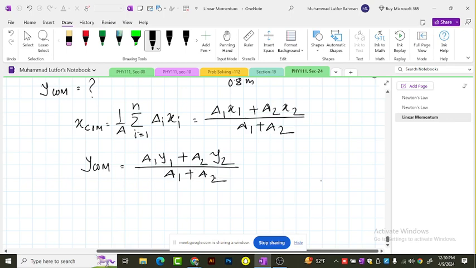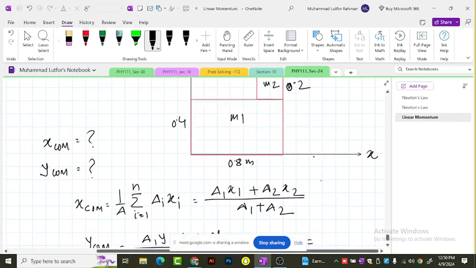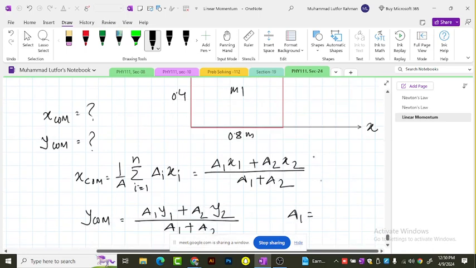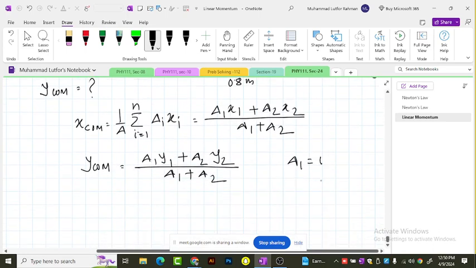I need to find out y1, y2, sorry, a1, a2, y1, y2 and x1, x2. Let's find out a1 first. I am considering this bigger chunk of paper, which is the m1 I write down. So area would be 0.8 into 0.4, which means it should be 0.32 meter square. Am I right?